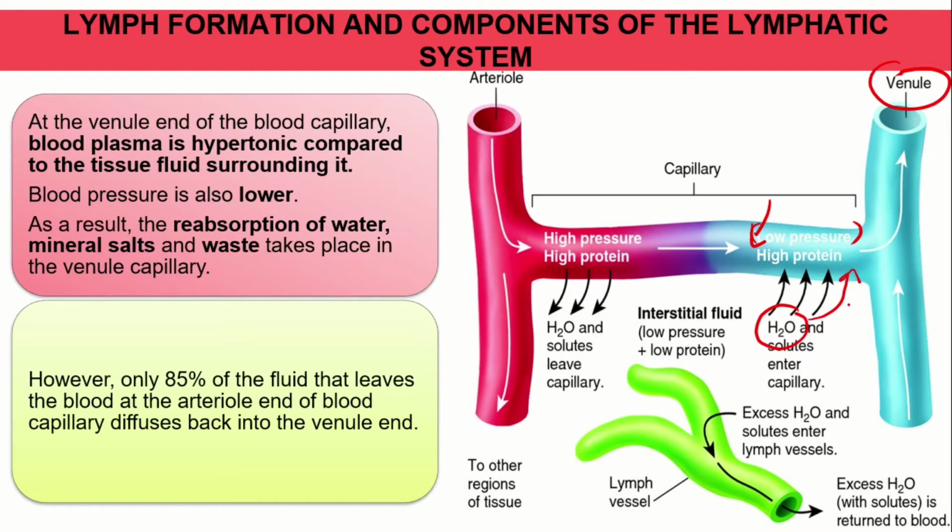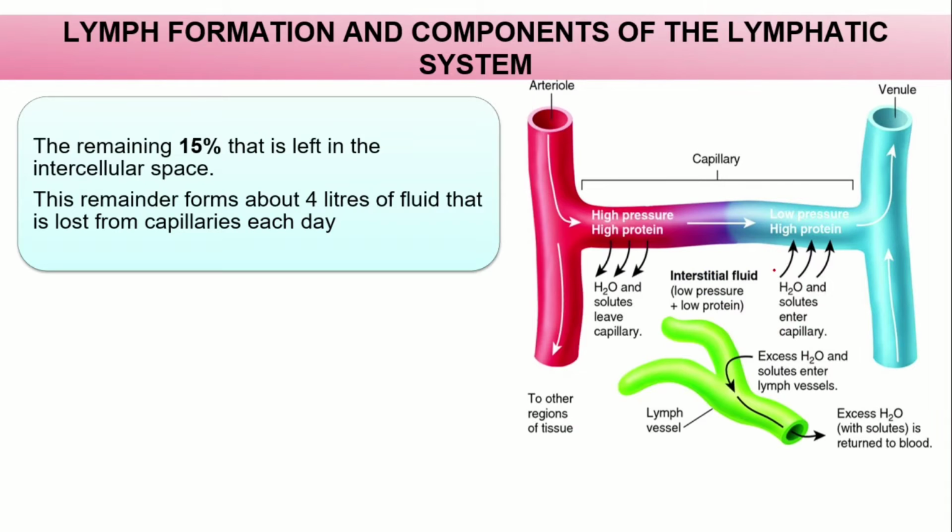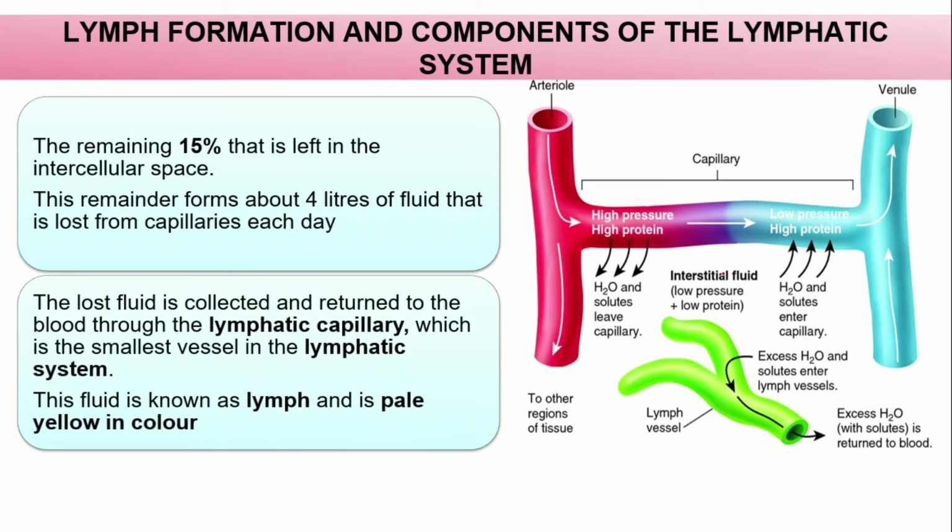However, only 85% will return back to the blood capillaries. Only 85% will diffuse into the venule, and it is about 4 liters of fluid that is lost from the capillary each day. So the 15% lost fluid is collected and then returned to the blood through the lymphatic capillary, which is the smallest vessel in the lymphatic system. So the fluid inside here is known as lymph. It is a pale yellow in color.